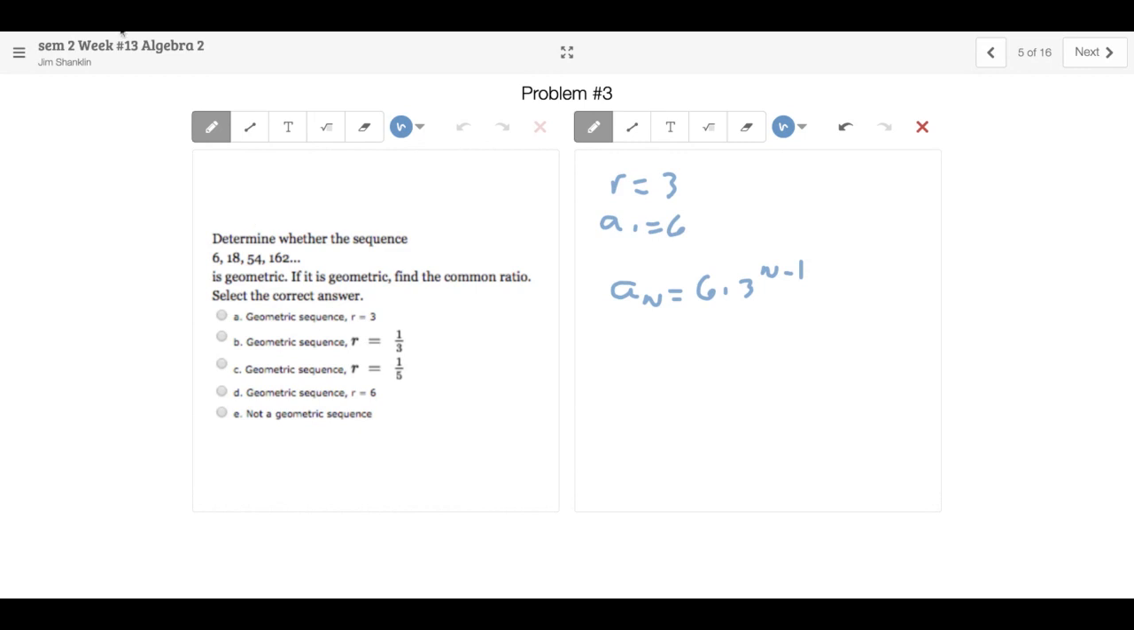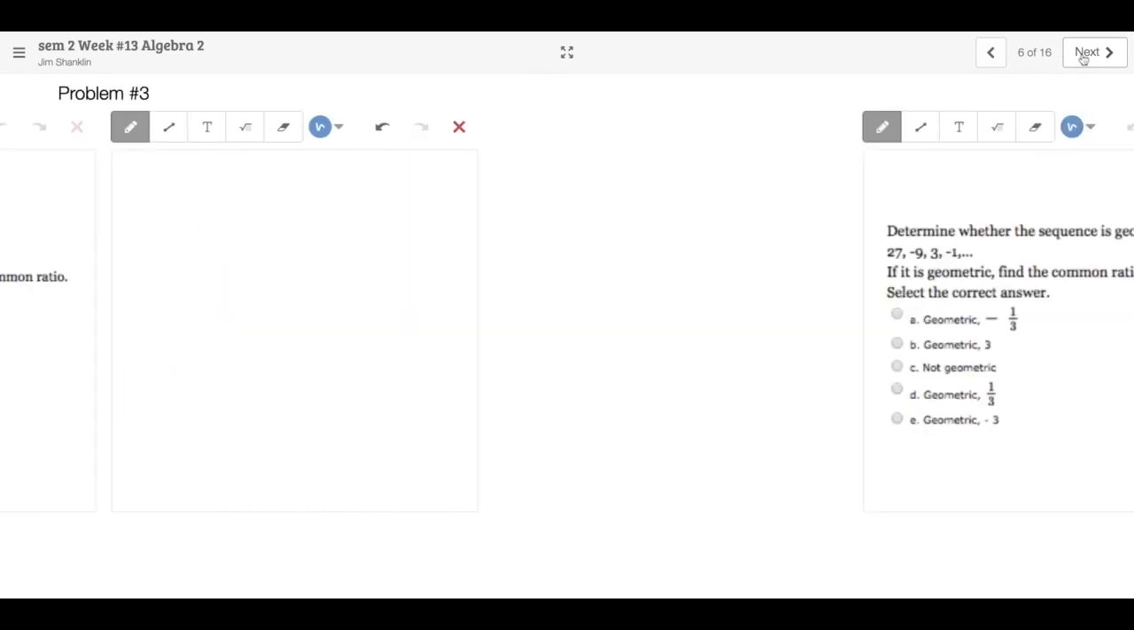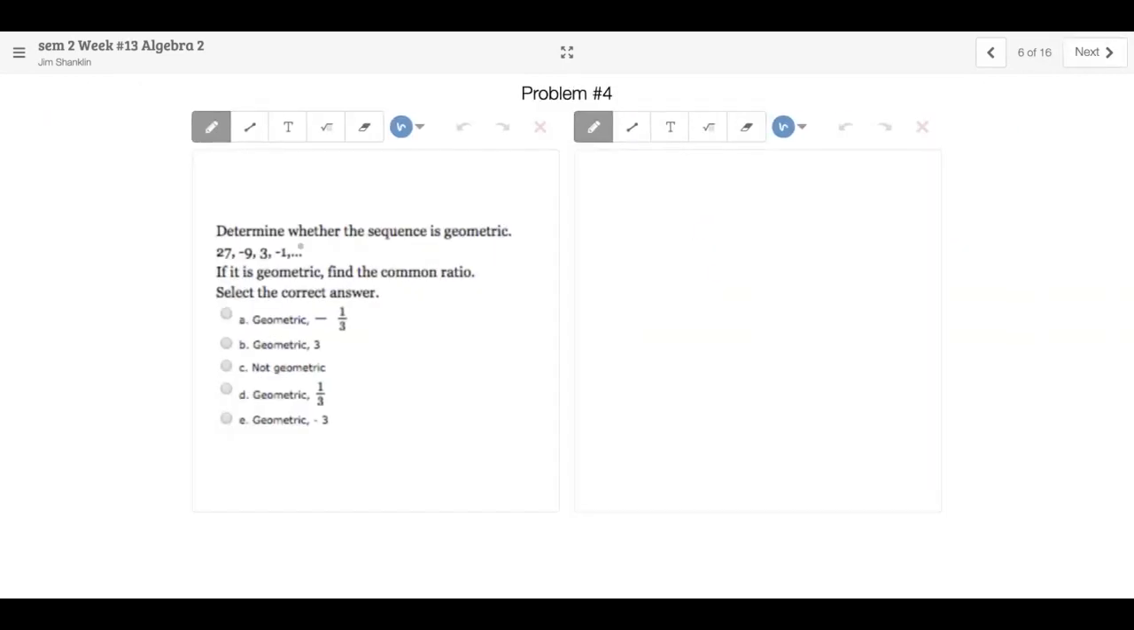I'm doing too much work this week. Sorry about that, guys. I'm doing more work than I had to. So the answer is yes, it's geometric, and the R value is 3. Did not have to write the equation for it. Just too excited about math. Want to do all the problems. Okay, problem number 4. Determine whether the sequence is geometric. If it's geometric, find the common ratio.